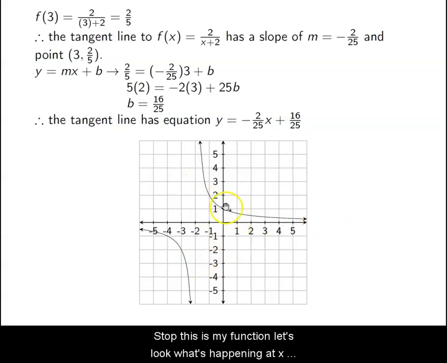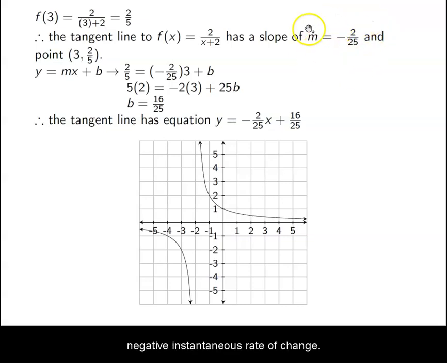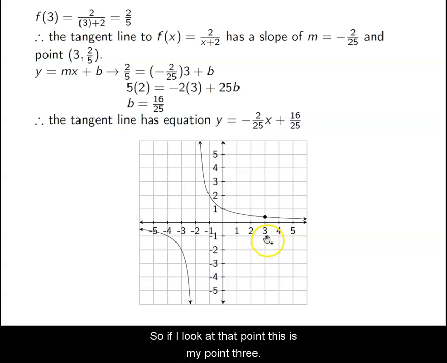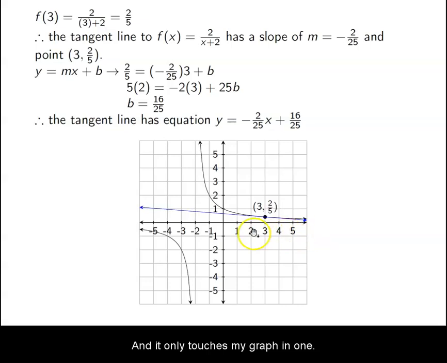So if this is my function, okay, let's look at what's happening. At x equals 3, my function is, in fact, decreasing because its rate of change is negative, right? I'm changing in a negative fashion. I'm getting smaller. Negative rate of change, negative instantaneous rate of change, right? So if I look at that point, this is my point 3 and 2/5. I know we can't see that it's 2/5, but this is 3 and 2/5. And the equation for the tangent line has a negative slope, okay? And it only touches my graph in one point. It never touches my graph again, okay? So that is the tangent line to a function at a point.